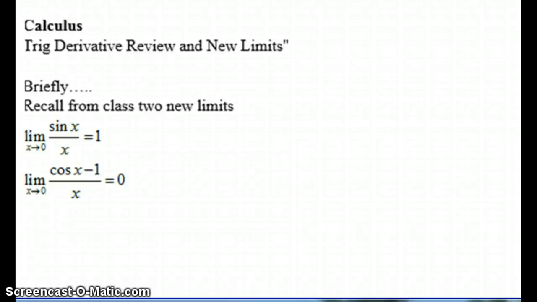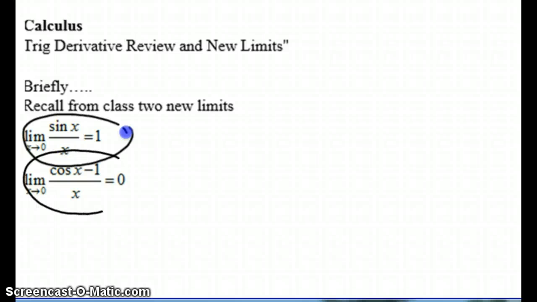So today we proved our two new limits. Sine x over x as x approaches 0 is 1. Cosine x minus 1 over x as x approaches 0 is 0. And we're going to use those to solve problems 39 and 41 from the text.